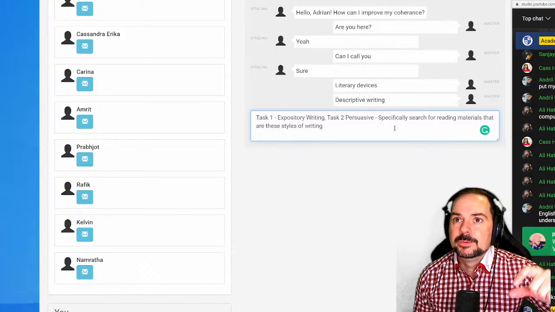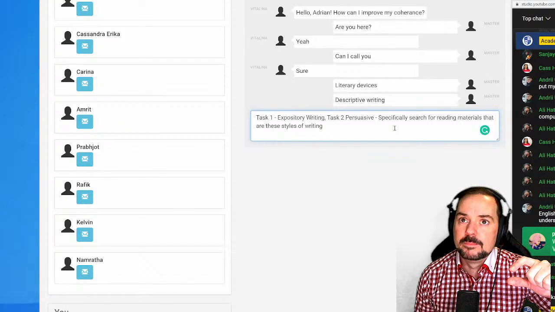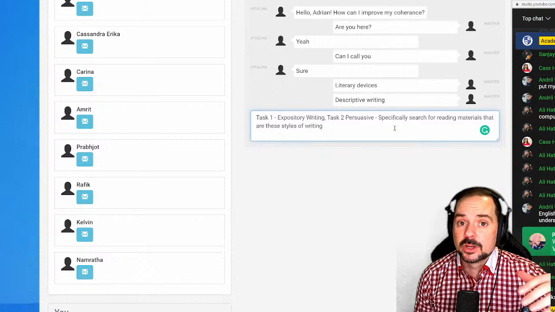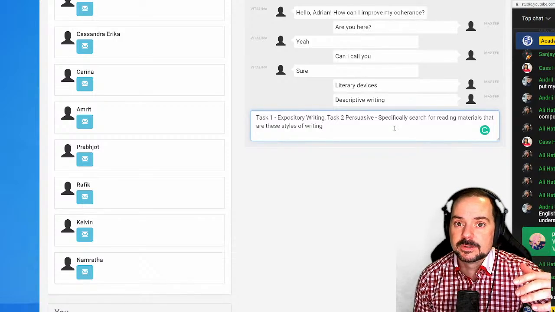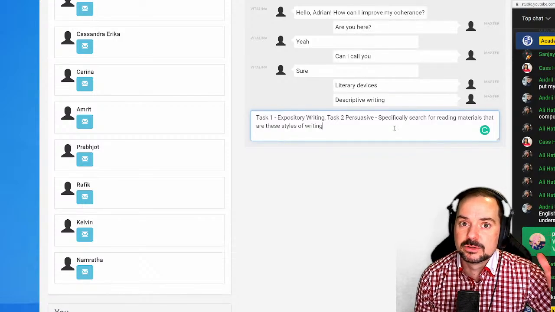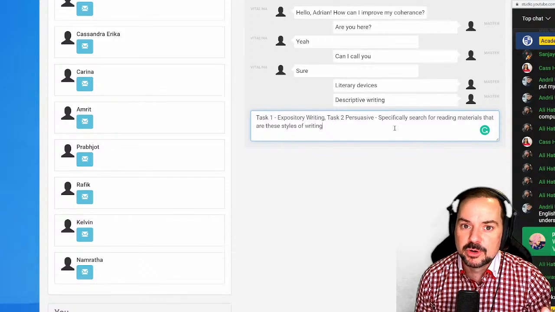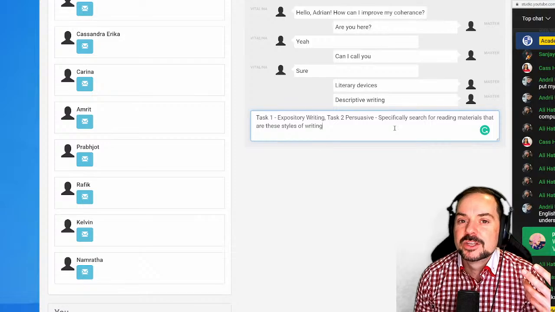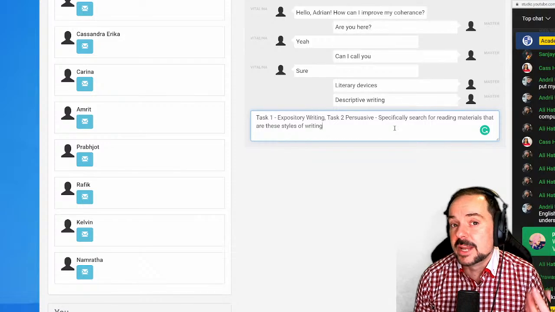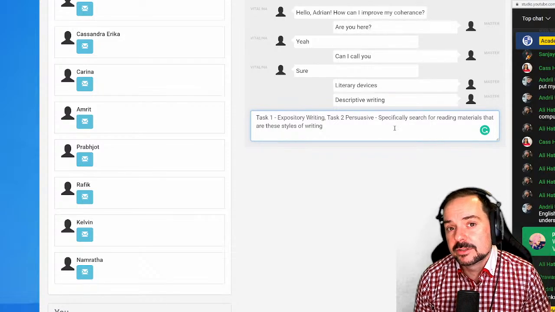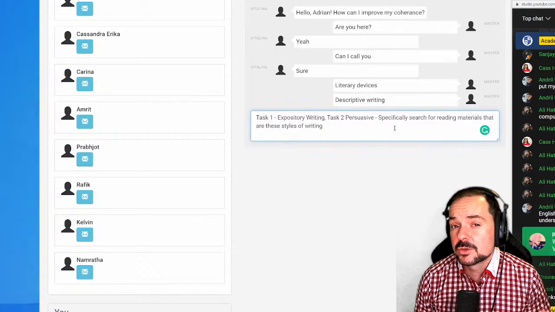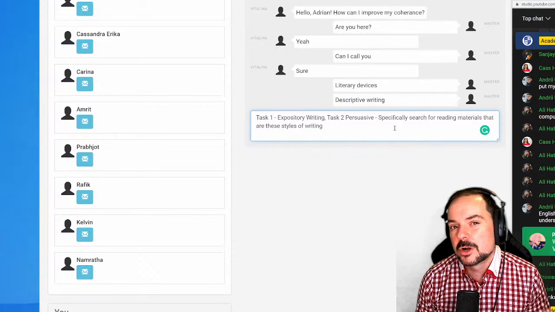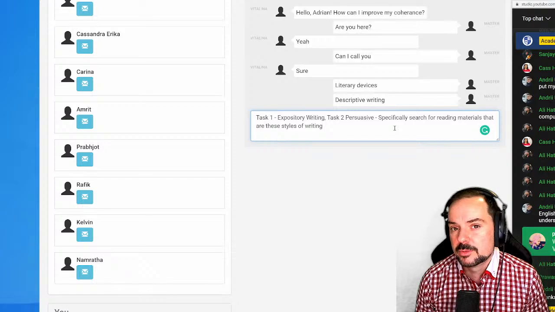So if you're reading a storybook, like a novel that talks about the magical journey of, for example, Finding Nemo, do you know that cartoon, Finding Nemo? If you're reading a book like that, it's a narrative piece. A narrative piece would help you for task 1 general letter writing, but it's not going to help you so much for expository or persuasive writing. Does that make sense? Yeah, sure.